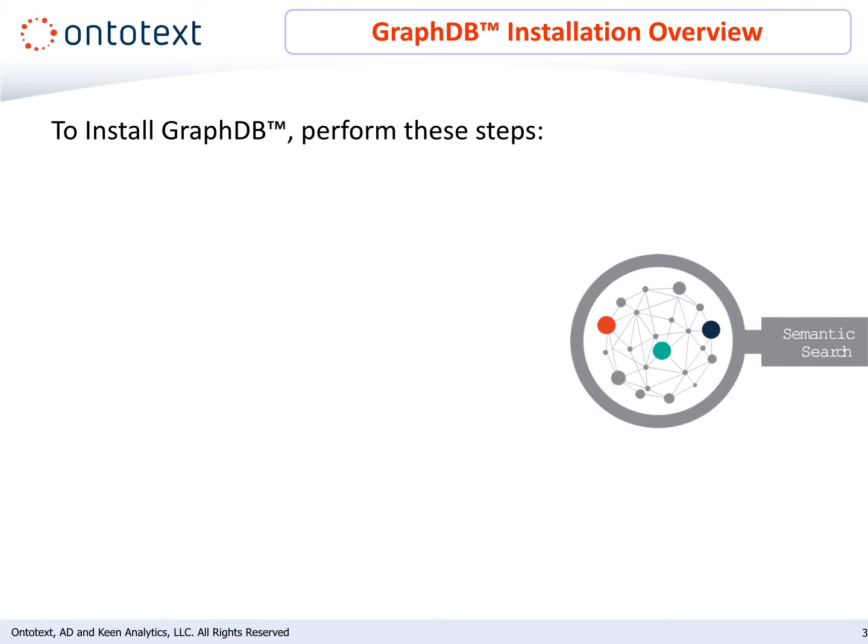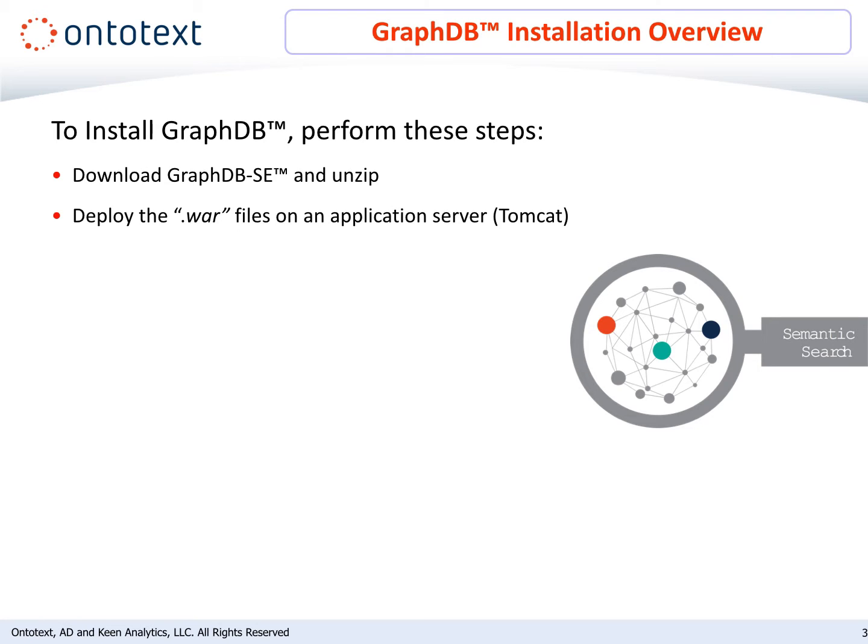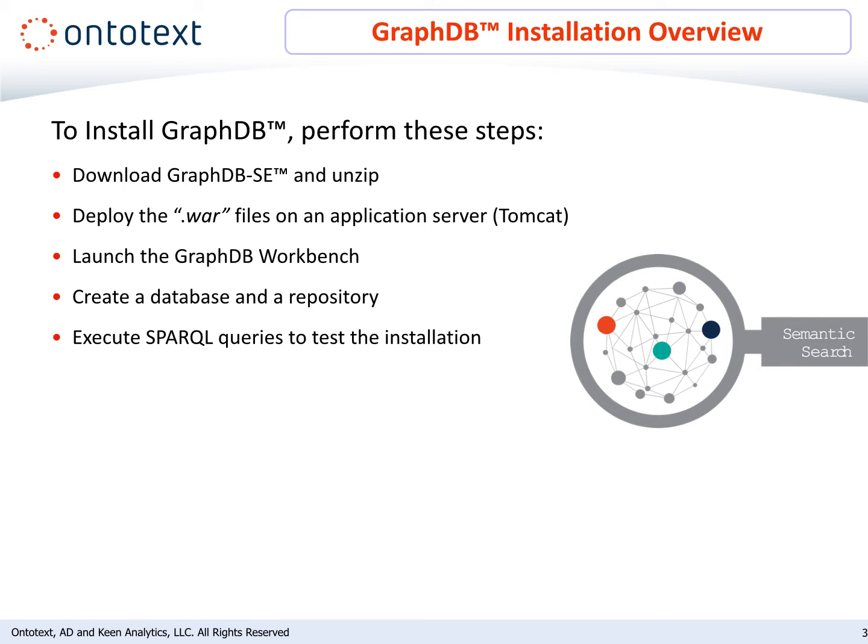The installation process for GraphDB consists of 5 basic steps. First, you need to download GraphDB SE and unzip the downloaded file. Next, you will need to deploy the WAR files on an application server. Third, you will launch the GraphDB Workbench. Fourth, you will need to create a database and a repository. Finally, you will want to execute SPARQL queries to test your installation.